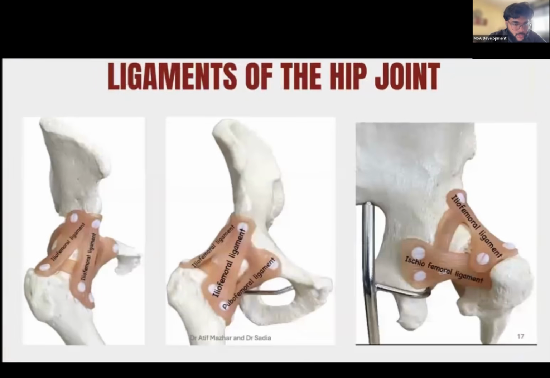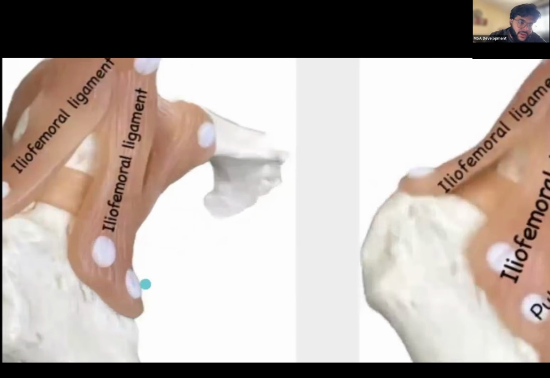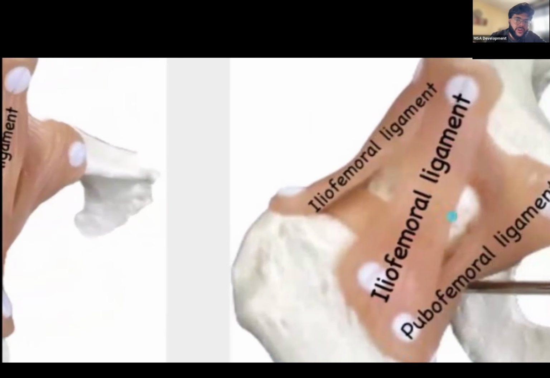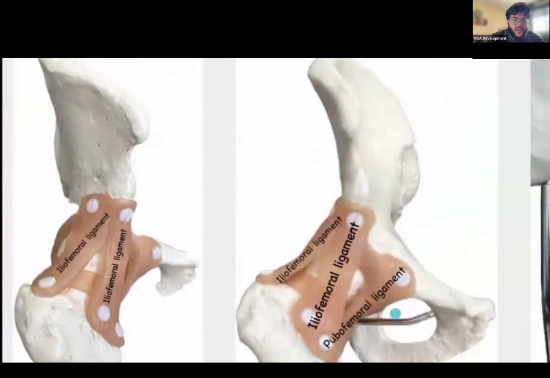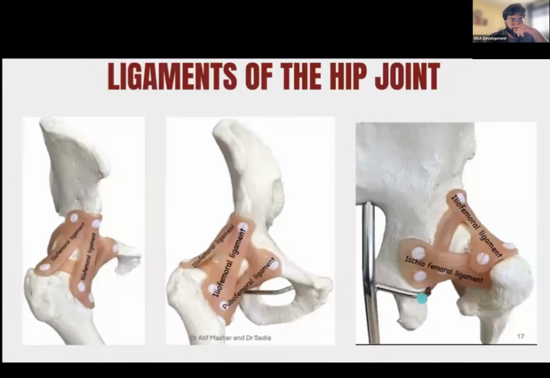Okay, more pictures again from your dry lab slides from Dr. Atif. Iliofemoral, both of these Y-shaped, whatever you want to call it. Pubofemoral inferiorly between the pubis and the femur, located on the anterior aspect. Ischiofemoral is on the posterior aspect between the ischium and the femur.